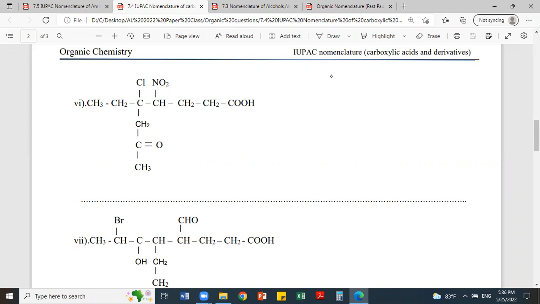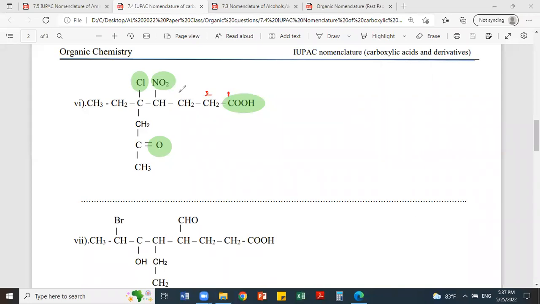So number 6, there are so many functional groups. If you check the priority list, what is the main functional group here? Out of all this, there's the COOH group, Cl, NO2, CO, and then COOH. According to the priority list, which has the higher priority? Yeah, correct. It's COOH. So you have to start numbering from that side, giving the lowest number to the functional group.